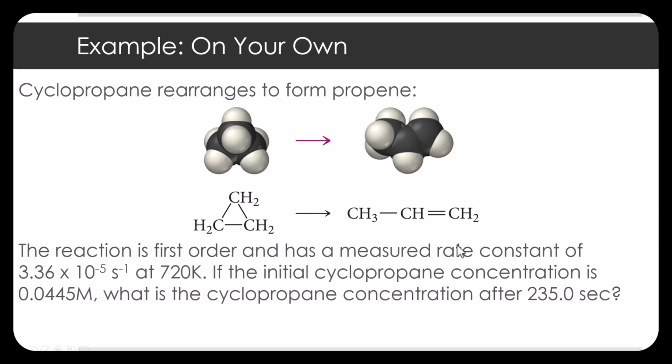So here's our problem. Cyclopropane rearranges to form propene. The reaction is a first order reaction and has a measured rate constant of 3.36 times 10 to the negative fifth. If the initial cyclopropane concentration is 0.0445, what is the cyclopropane concentration after 235 seconds? If you guys want to go ahead and challenge yourself and dive into this problem, pause the video. I'll catch you on the other side.